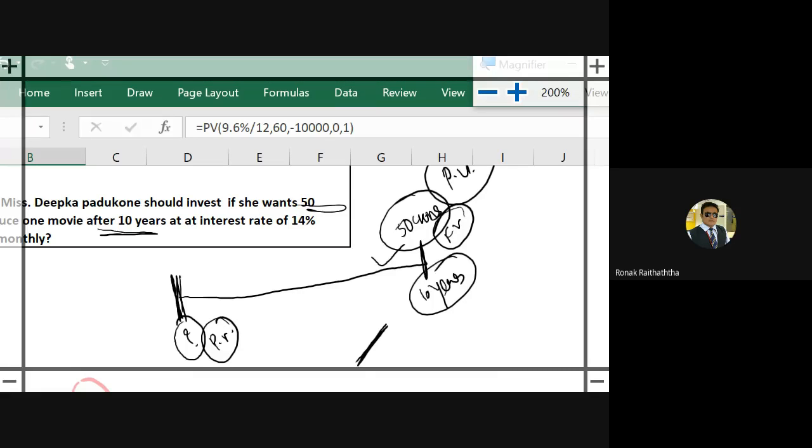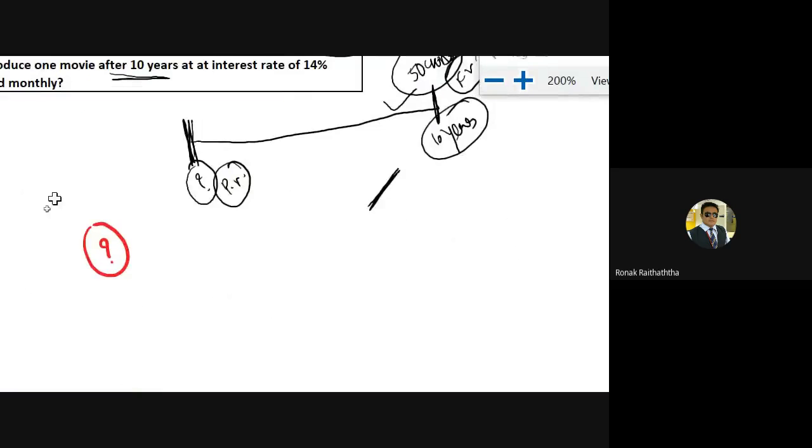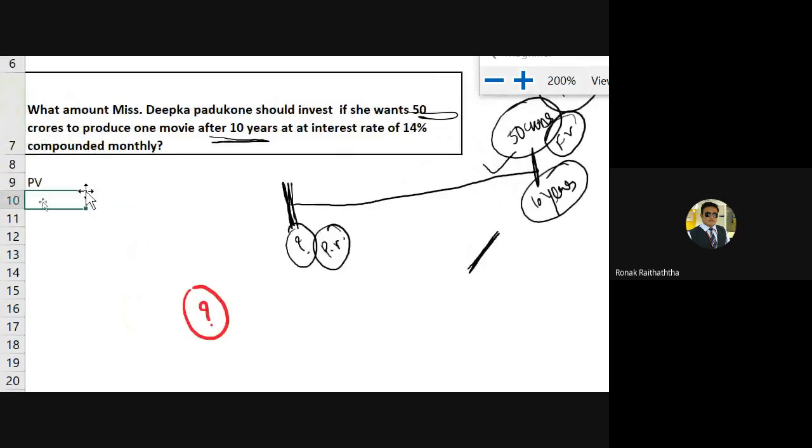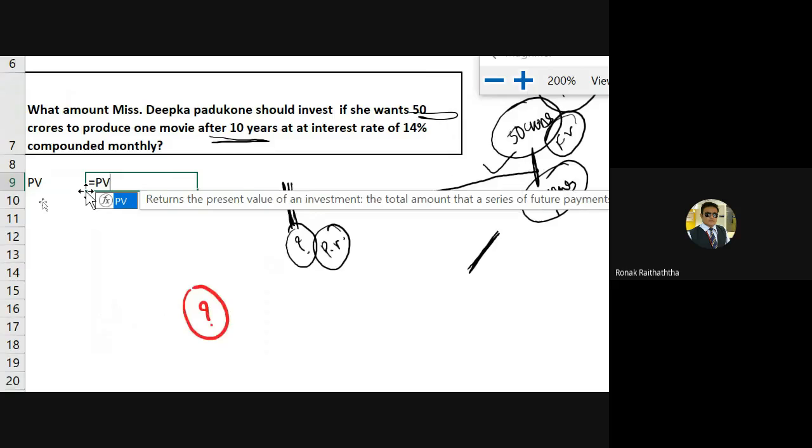You want to find what amount Deepika needs to invest now so that after 10 years, she would be having 50 crores rupees. So FV is given to you, PV you are supposed to find. So let's find the PV now. Gonna be very easy, not very much complicated. Equal to PV.